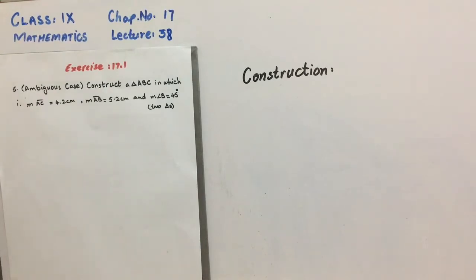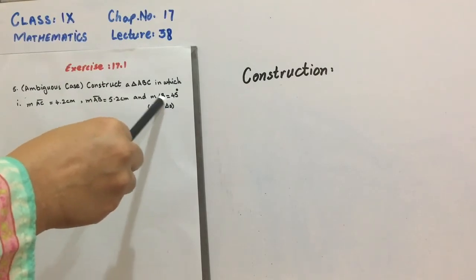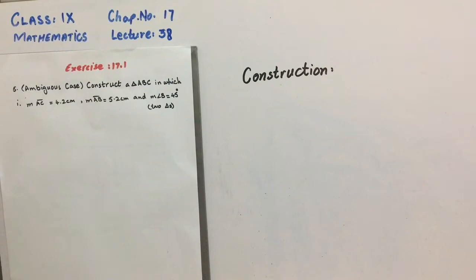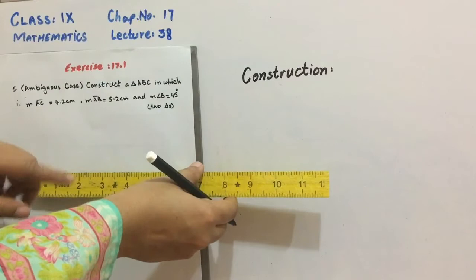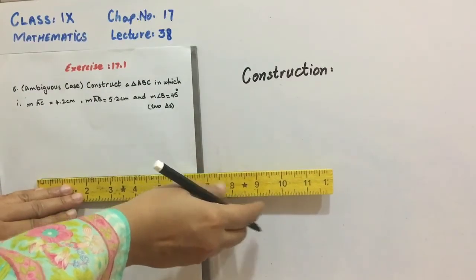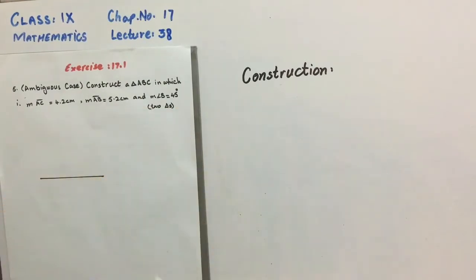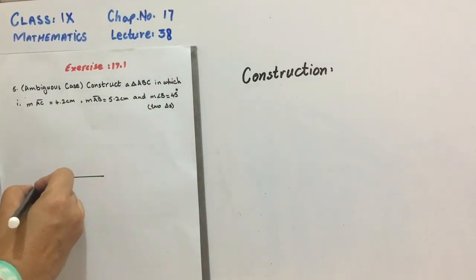Now we start our work. We have line segment AC equal to 4.2 centimeters, AB equal to 5.2 centimeters, and angle B equal to 45 degrees. Vertex B has an angle of 45 degrees. So I will draw AB first. Take AB 5.2 centimeters long, line segment AB, 5.2 centimeters.